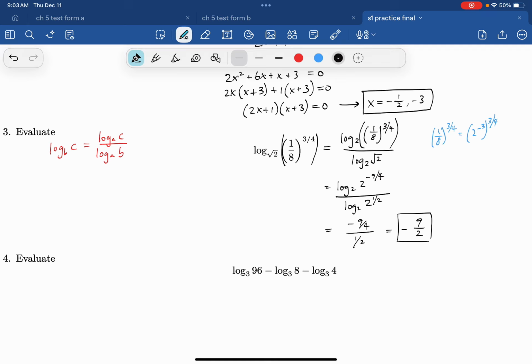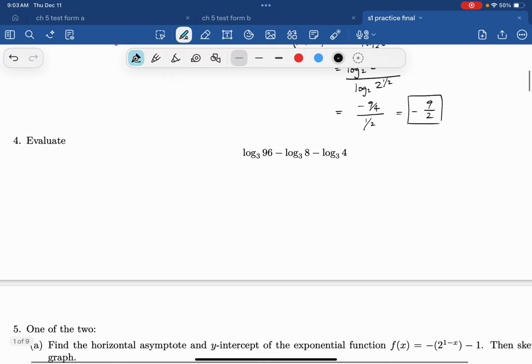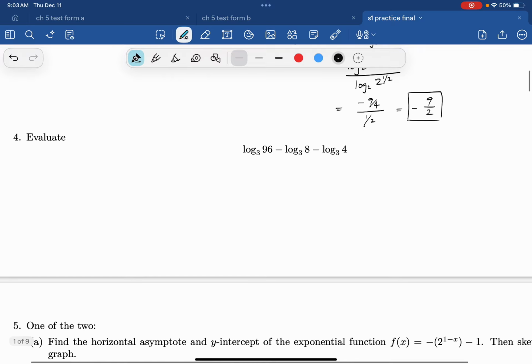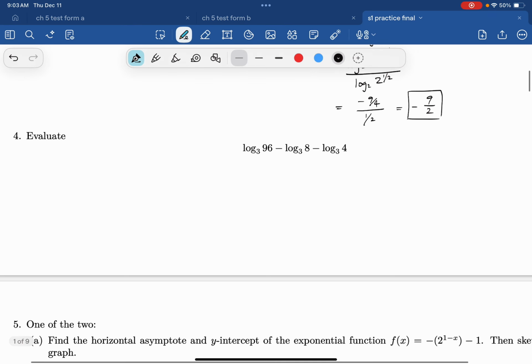Let me just check my work here. Looks correct. Okay, next question has us using some properties of logarithms. So logarithm arithmetic. So here we're going to use the property that whenever we add logarithms, their inputs multiply, and then whenever we subtract logarithms, their inputs divide.